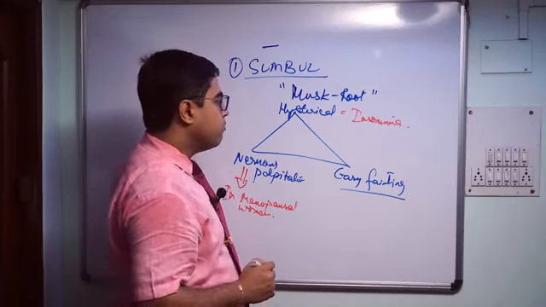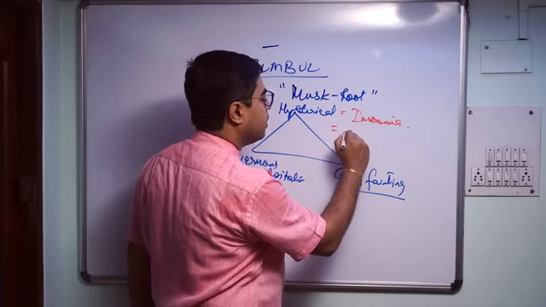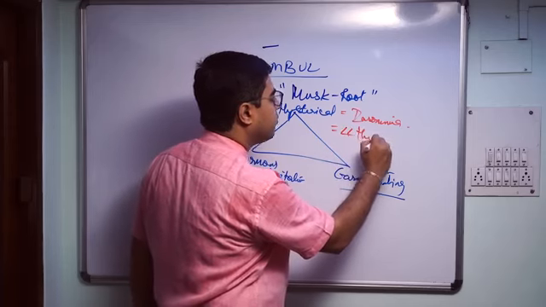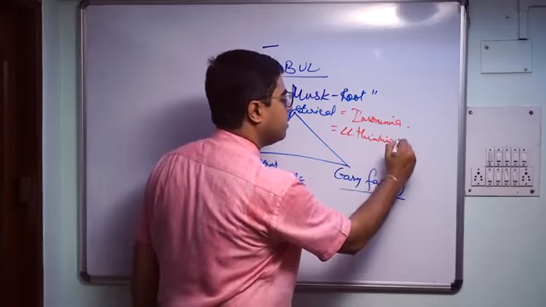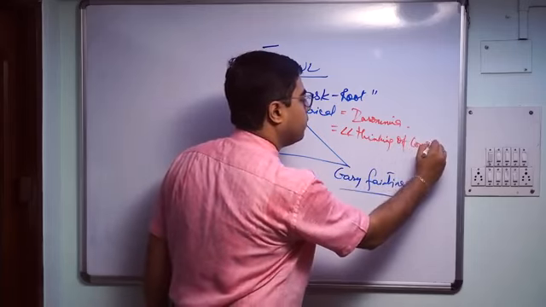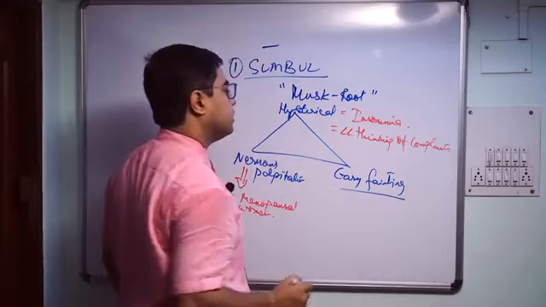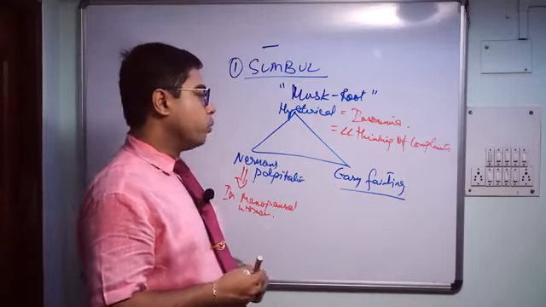And many times, because of the hysterical nature, you will find aggravation from thinking of complaints as well. So whenever they are thinking of it, the palpitation increases. So aggravation from thinking of complaints is also an important factor for Sumbul.